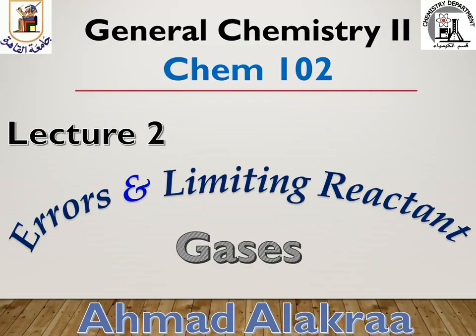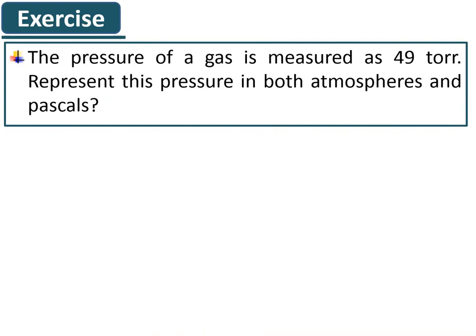It remained from the last lecture, this exercise about the pressure and the unit conversions of pressures. It says the pressure of a gas is measured as 49 torr, represent this pressure in both atmospheres and pascals, okay? You remember in the last lectures, we gave some information about the conversion of pressure units. One atmosphere equals 760 torr, 760 millimeter mercury. And also one atmosphere equals around 10 to the power 5 pascal.